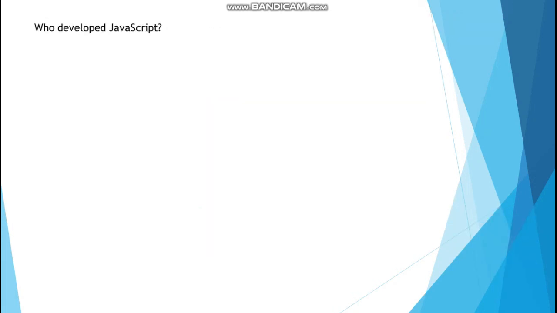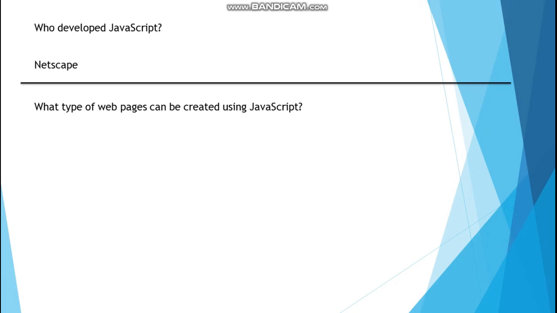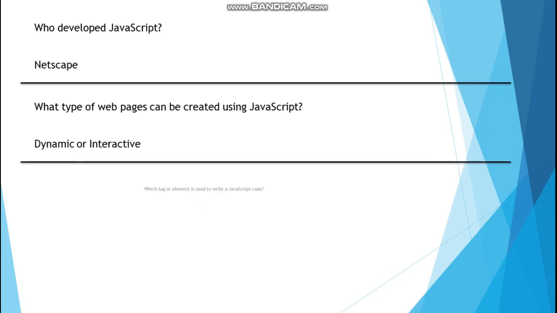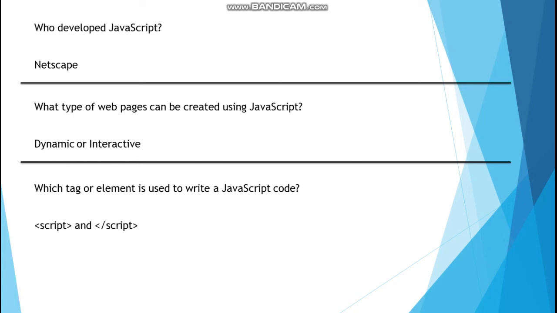Now we will see a few questions regarding JavaScript. Who developed JavaScript? Remember, Netscape company. Netscape developed JavaScript. What type of web pages can be created using JavaScript? We can create interactive or dynamic web pages. Which tag or element is used to write JavaScript code? So script tag. Script and /script is used to write JavaScript code.